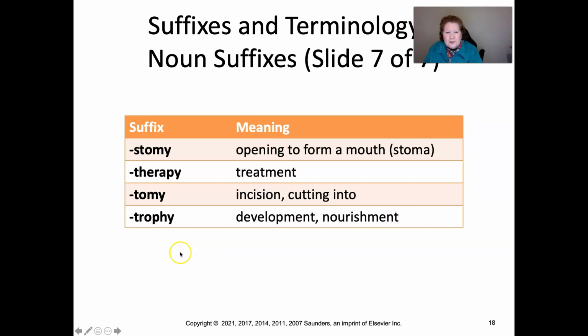Another one that sometimes people trip over is stomy versus tomy. A stomy is an opening, like a stoma. A tomy is where you're cutting into something, you're incising into it. And unfortunately, trophy is not the same type of trophy as you would expect when you win a competition. Trophy has to do with development or nourishment. And most often you hear of dystrophy, like muscular dystrophy.